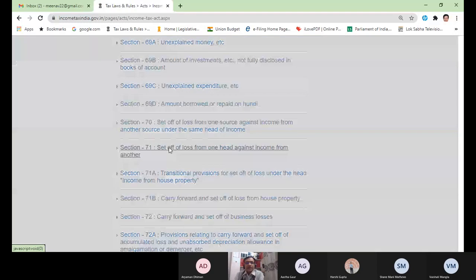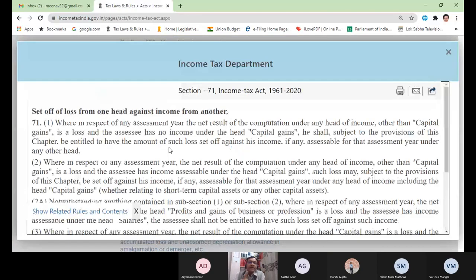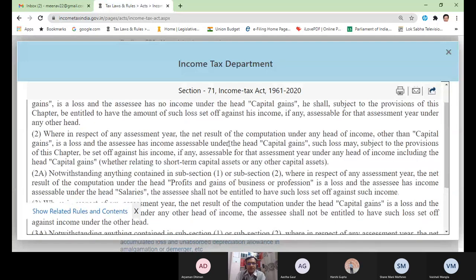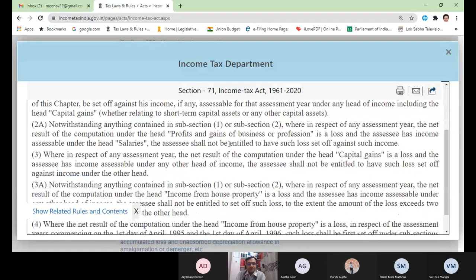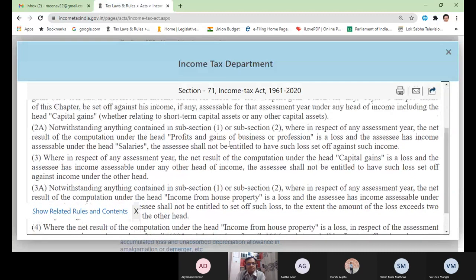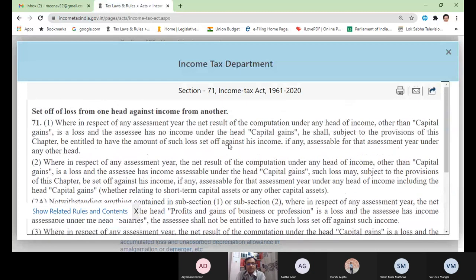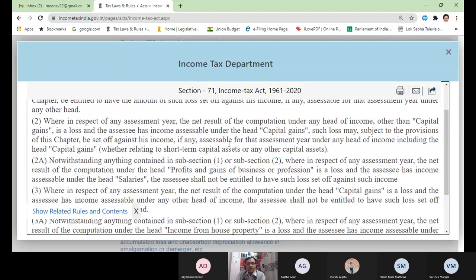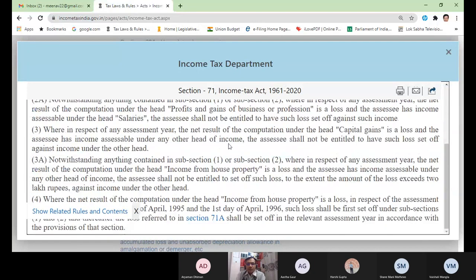Section 71. It is based on all interhead adjustment. All my treatments of interhead is totally based on section 71. You can see here everything is written, whatever I have told you. Now you can read it later on.